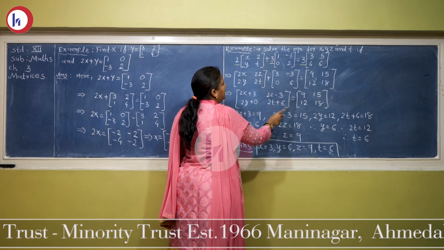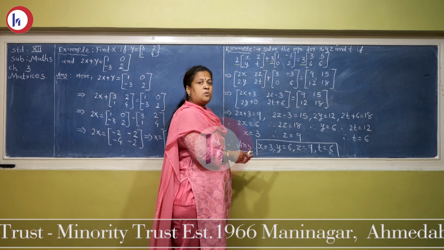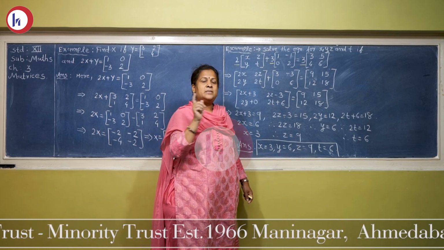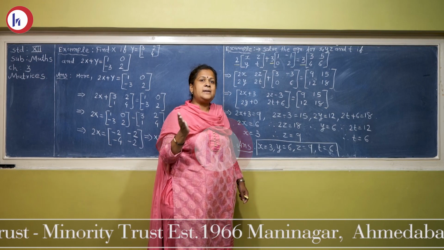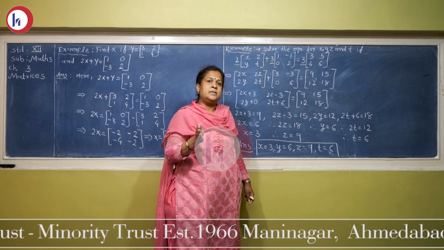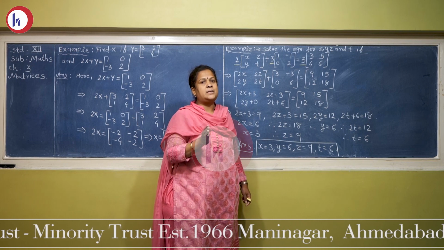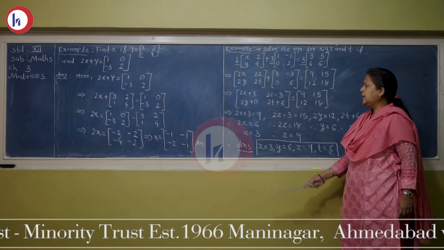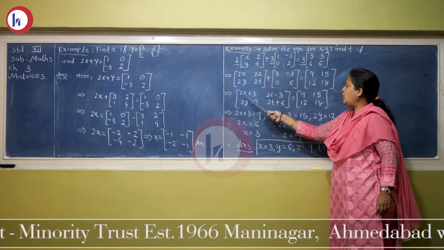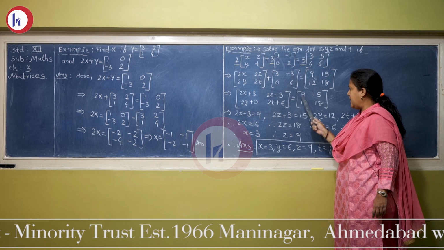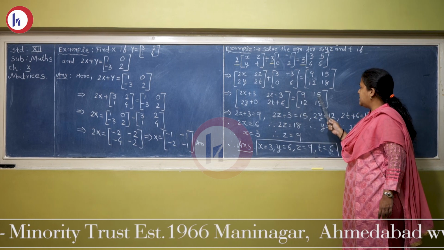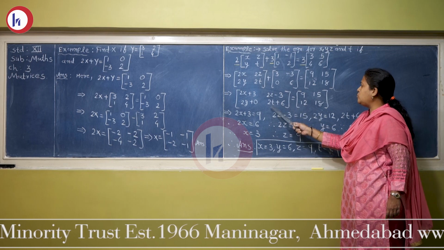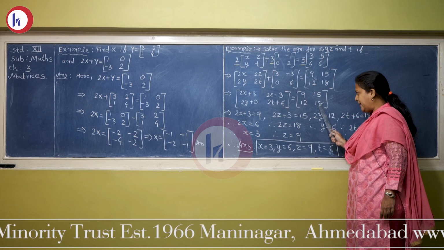Comparing by the equality of the two matrices, what does equality of matrices indicate? It indicates that the first element equals the first one, the second equals the second one, the third equals the third, and the fourth equals the fourth one. So according to the equality, this implies 2x plus 3 equals 9, 2z minus 3 equals 15, 2y equals 12 and 2t plus 6 equals 18.